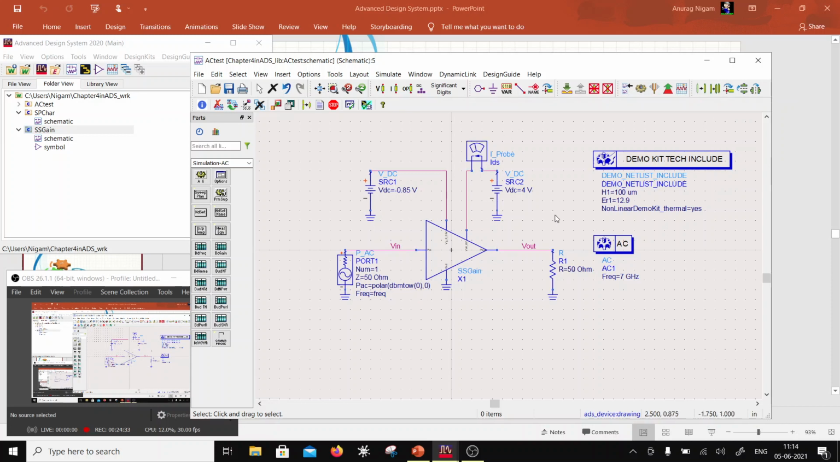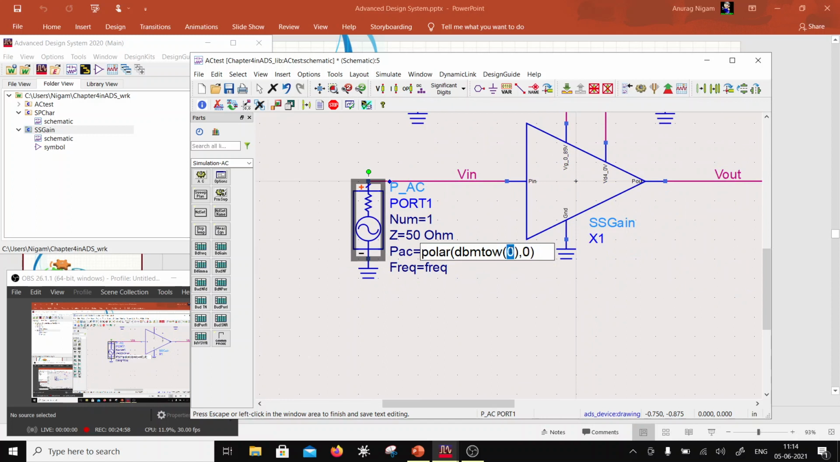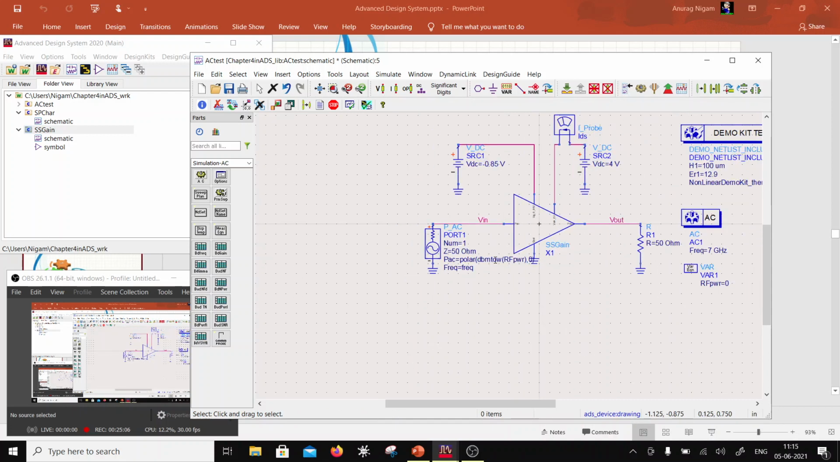I am going to put here RF power. So I'm going to put a variable here and call this variable RF power. And for this RF power, I want to start with 0 as a default value. So here I'm going to put RF power, correct? So move the text over here.